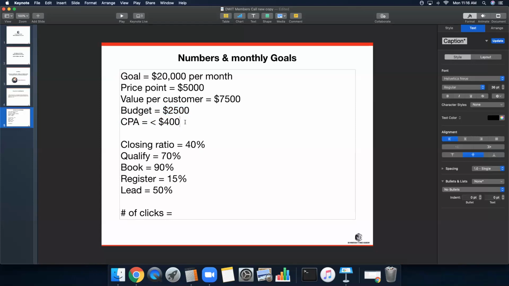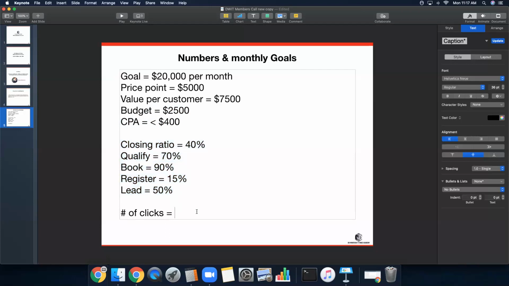Some folks don't want to grow to a business where they're hiring 100 employees. They want to just keep it tight. So they'll cut off advertising, or they'll only limit themselves to a certain number of clients. Either way is fine. There's no wrong answer here, but you do have to know your numbers. So when we break down your goal, your price point, your value per customer, your budget, your cost per acquisition, we understand all these numbers throughout the funnel and the process.